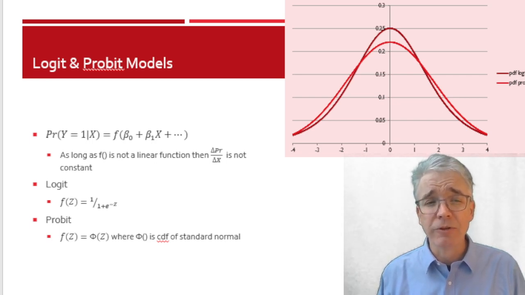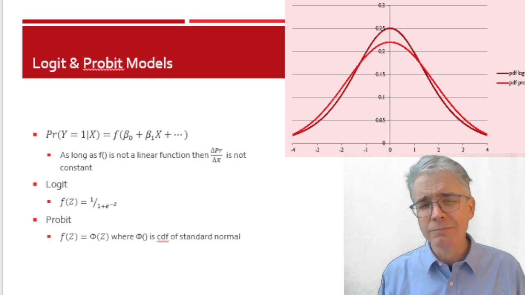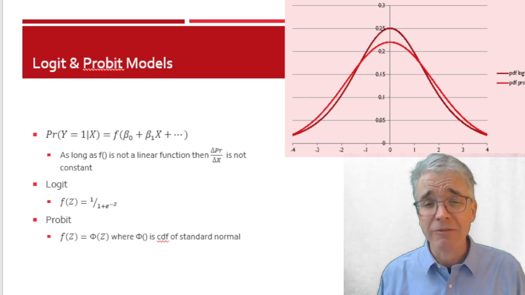The logit function looks kind of complicated. It's 1 over 1 plus e to the minus z. The probit is phi of z, where phi, that Greek letter there, is the cumulative distribution function of the standard normal. The graph above shows the PDF, not the CDF, but we should all be used to going between these now, the PDF of the logit and the probit functions.